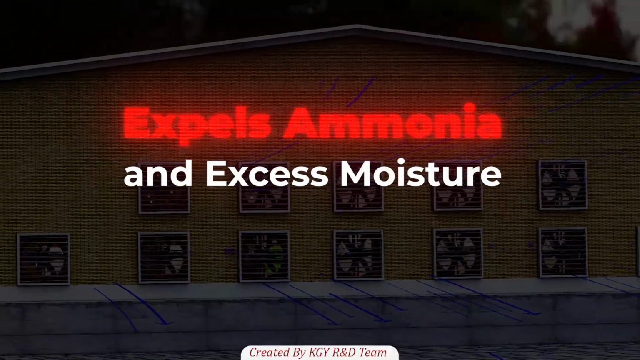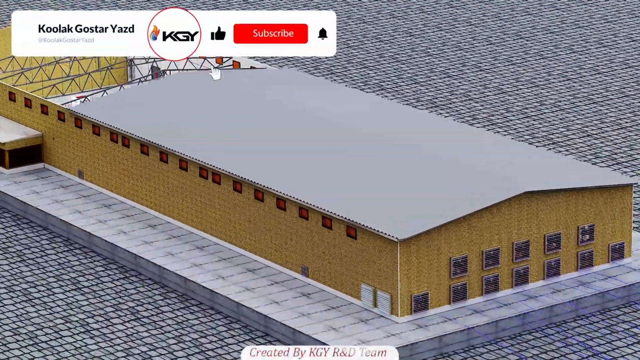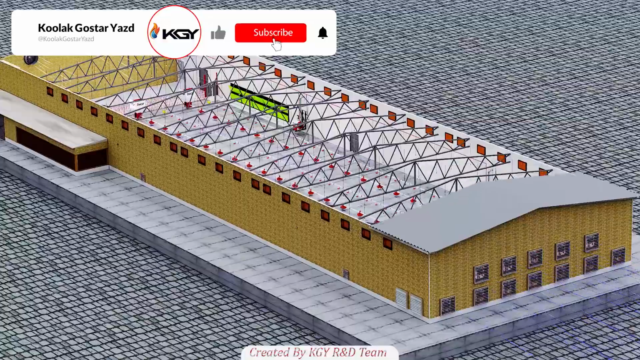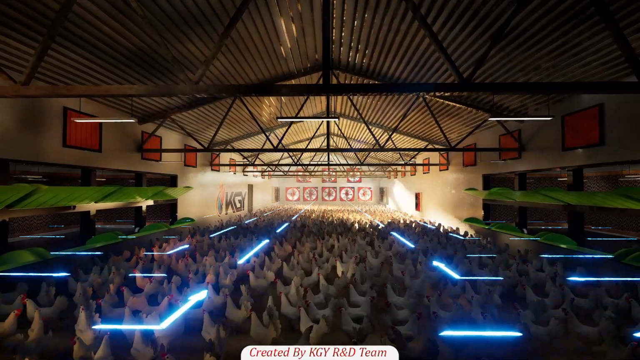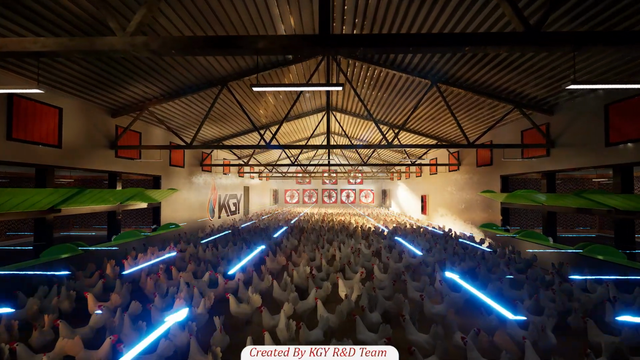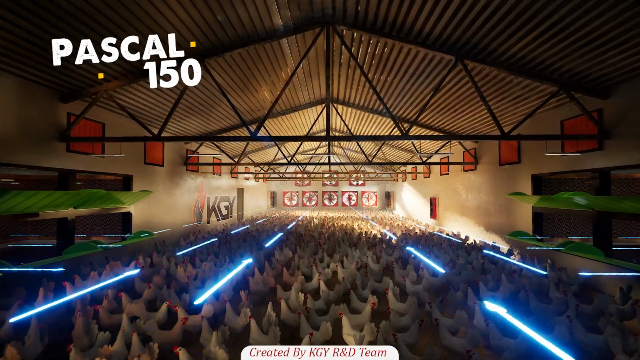At the other end of the hall, industrial exhaust fans are installed to expel warm air, harmful gases such as ammonia and excess moisture. This tunnel ventilation design ensures highly effective air exchange, creating a standardized environment conducive to poultry growth. For effective ventilation, always use exhaust fans rated for a static pressure of at least 150 pascals.